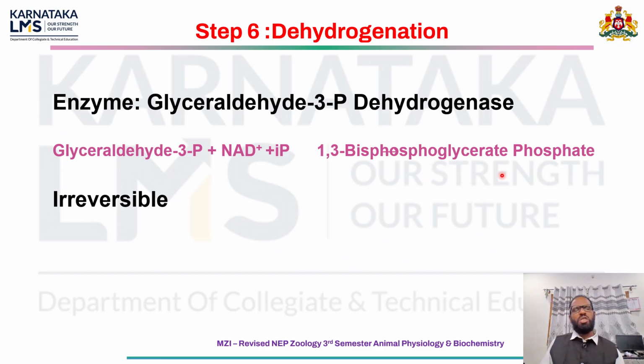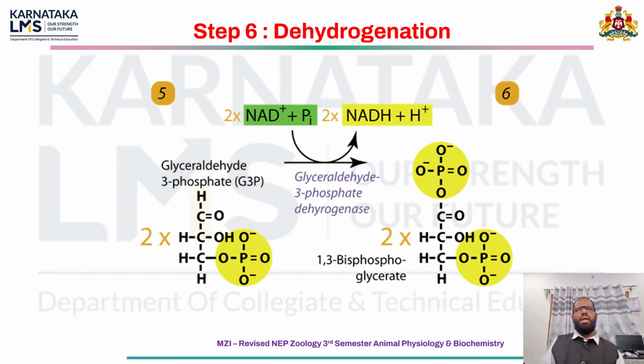In this dehydrogenation, two hydrogens are removed, and one of the hydrogens will be transferred to the NAD, and that's why the NAD will get converted to NADH, and a proton will be freed actually. This is an irreversible reaction. That's why it is not possible to convert 1,3-bisphosphoglycerate back into glyceraldehyde 3-phosphate. That's why this is another very important reaction which is required in glycolysis.